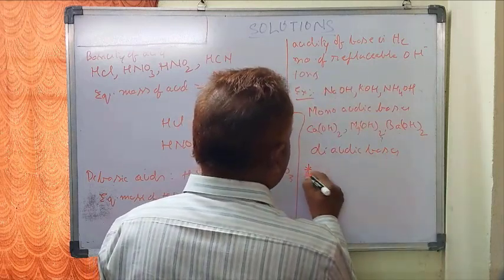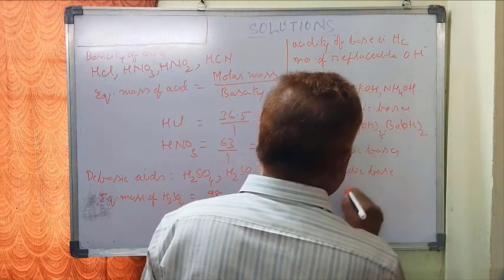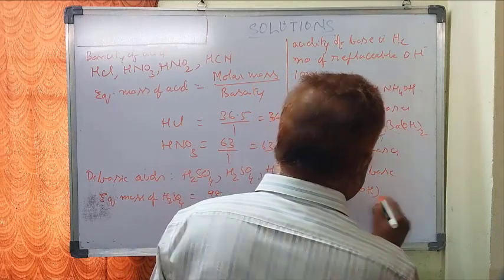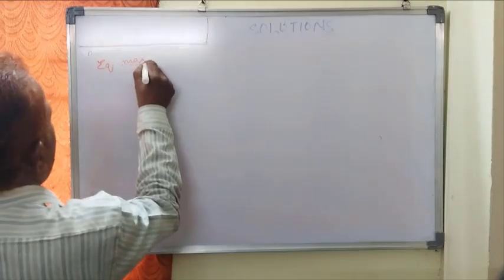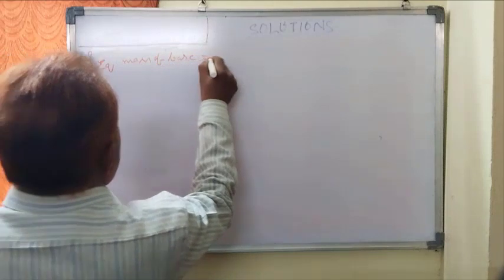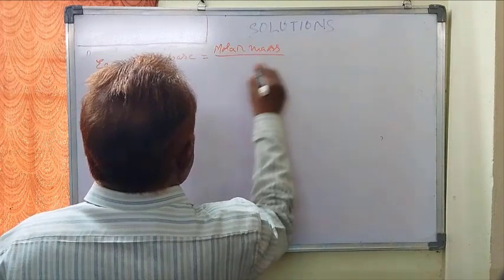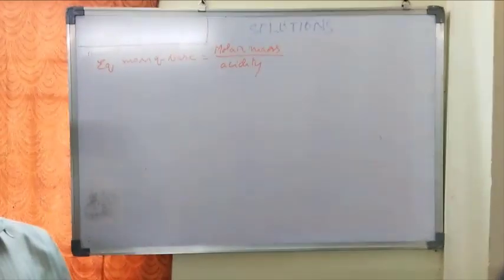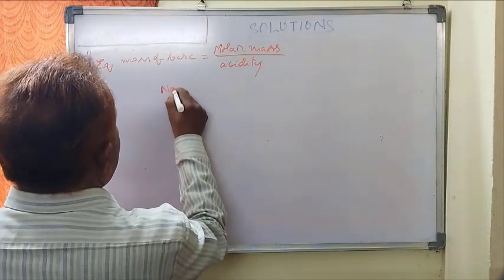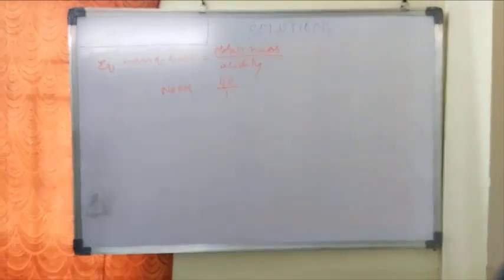Similarly, what is a triacidic base? Triacidic base is aluminum hydroxide. It has 3 replaceable OH minus ions. Equivalent mass of a base equals molar mass by acidity. So equivalent mass of any base is found as molar mass to its acidity. So equivalent mass of sodium hydroxide: molar mass is 40 and its acidity is 1.